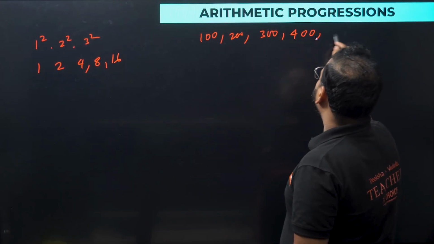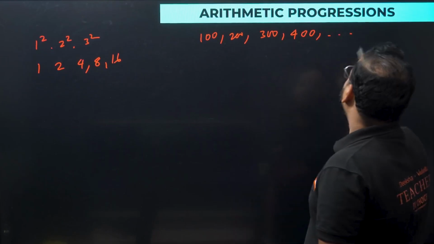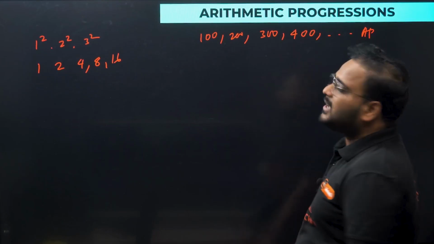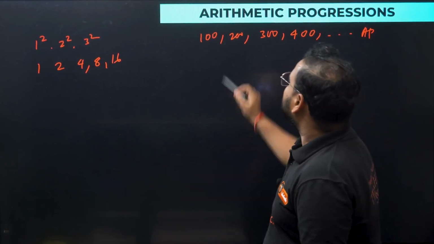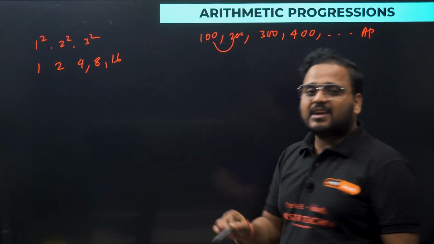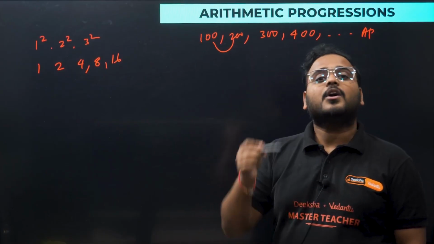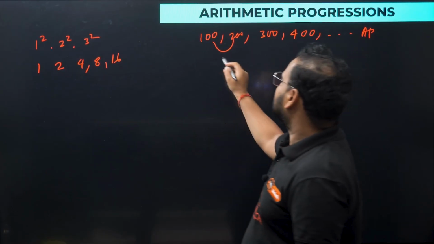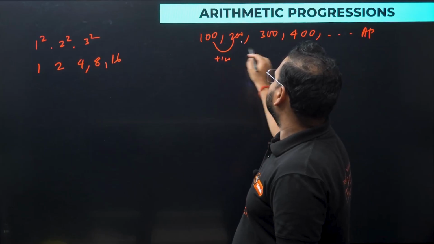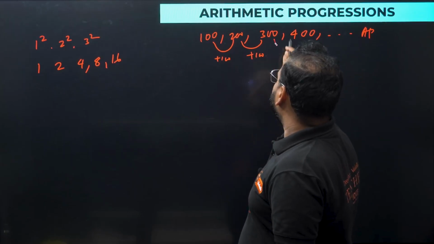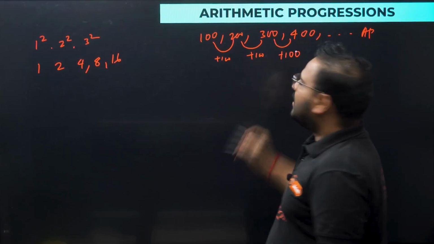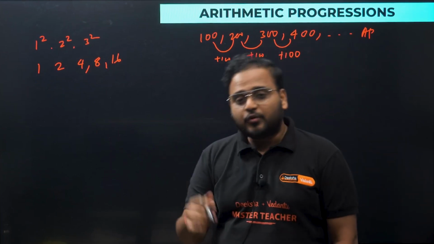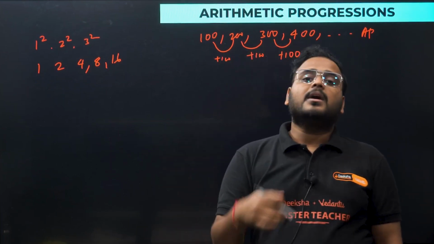Now this kind of sequence of numbers is called an arithmetic progression. What is the reason here? Whenever you have a constant increment, plus 100. Here also plus 100. So every month there is an increment in the number by a constant value, which is 100. Whenever you find that, it will become an arithmetic progression.